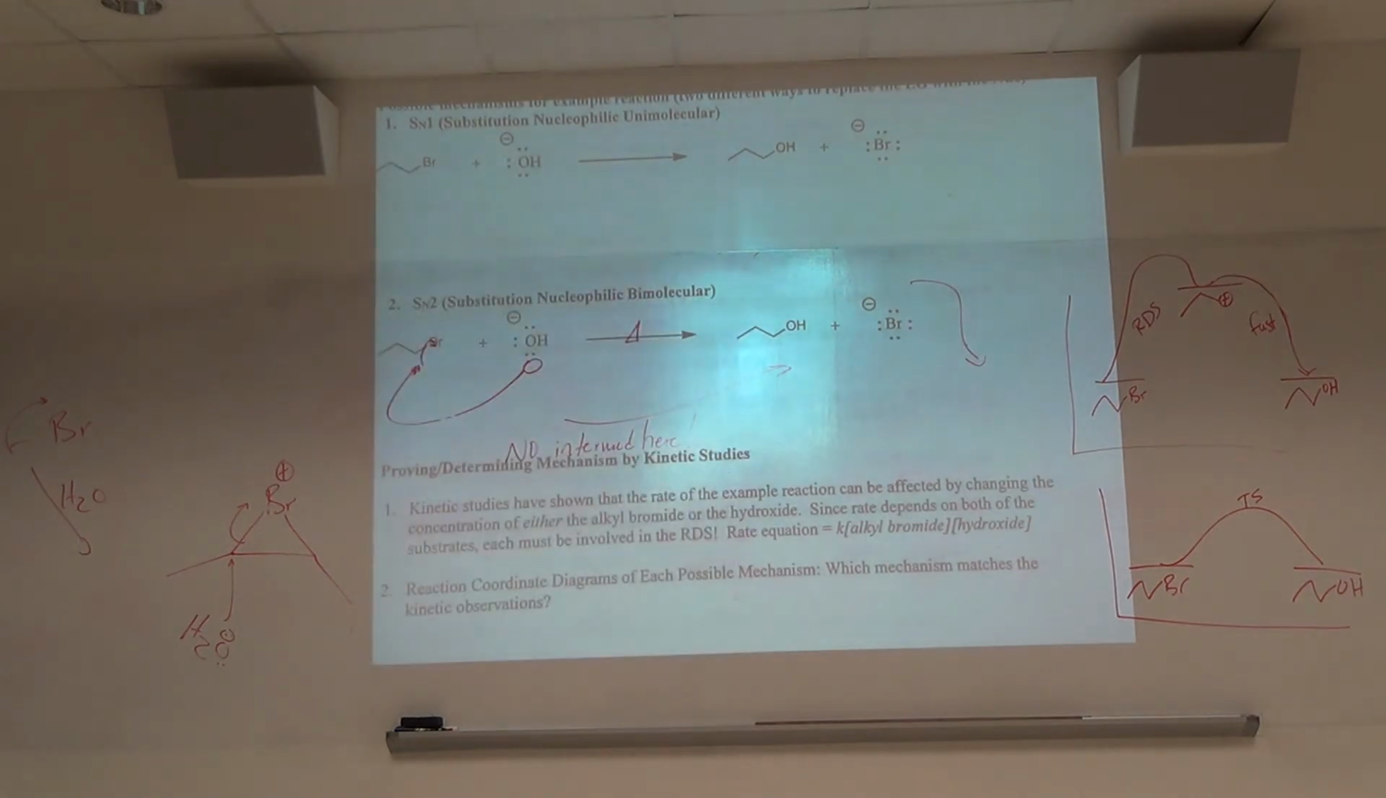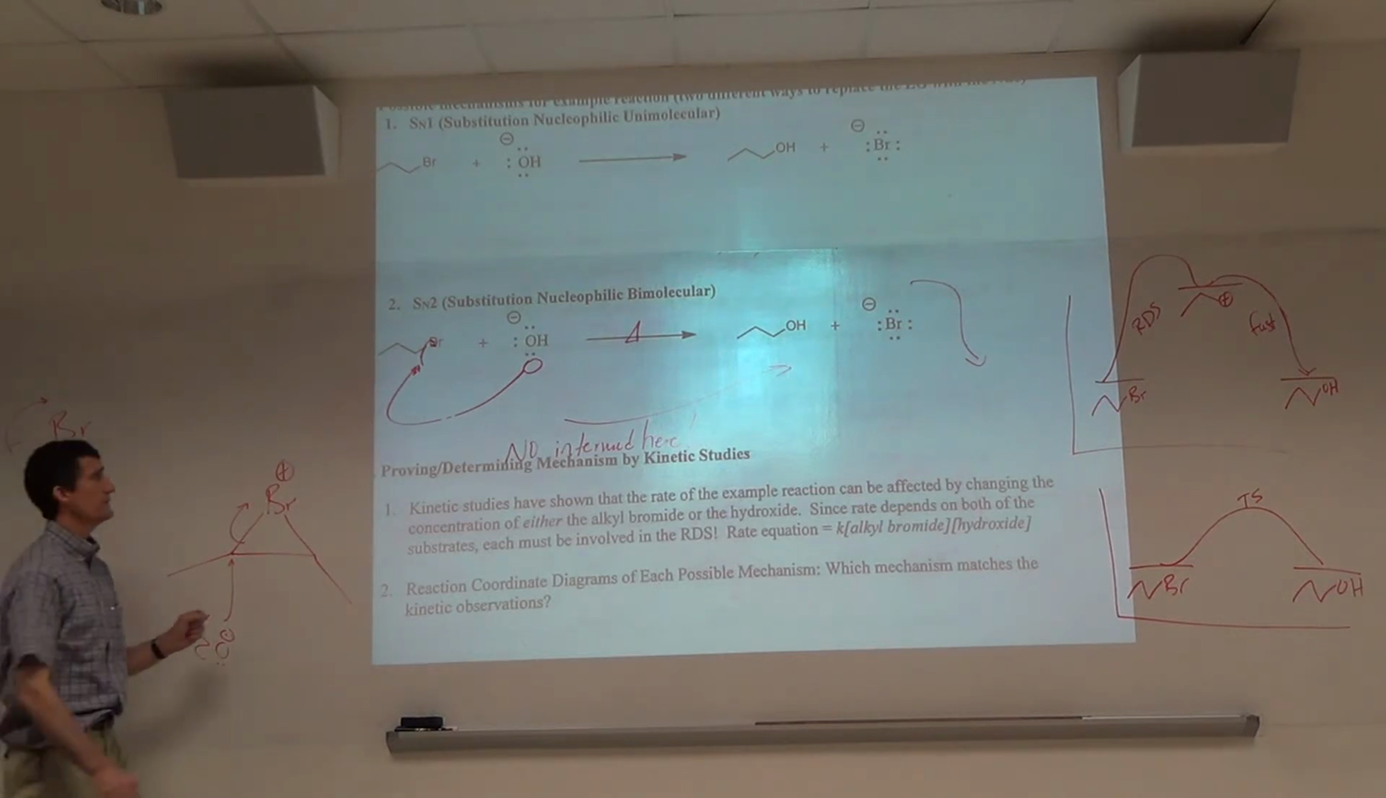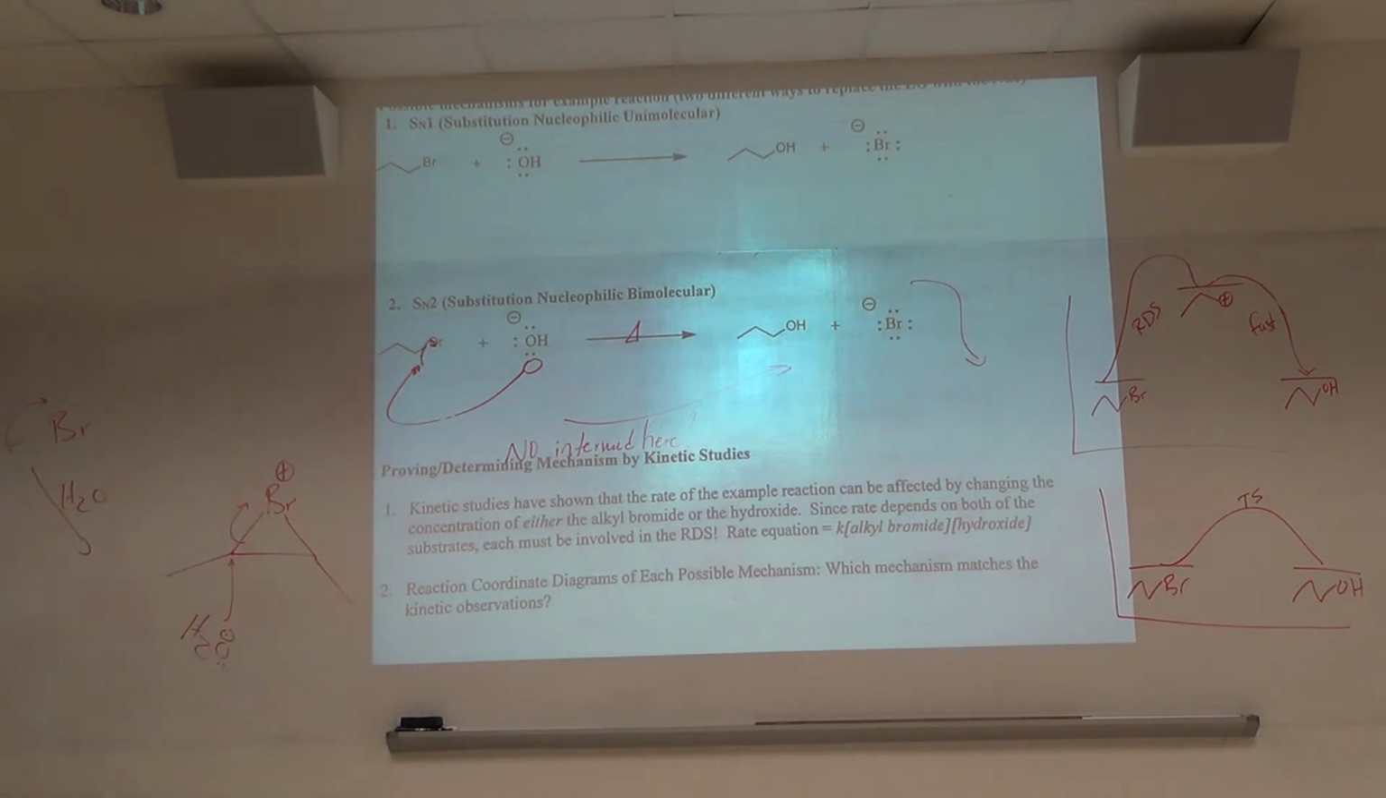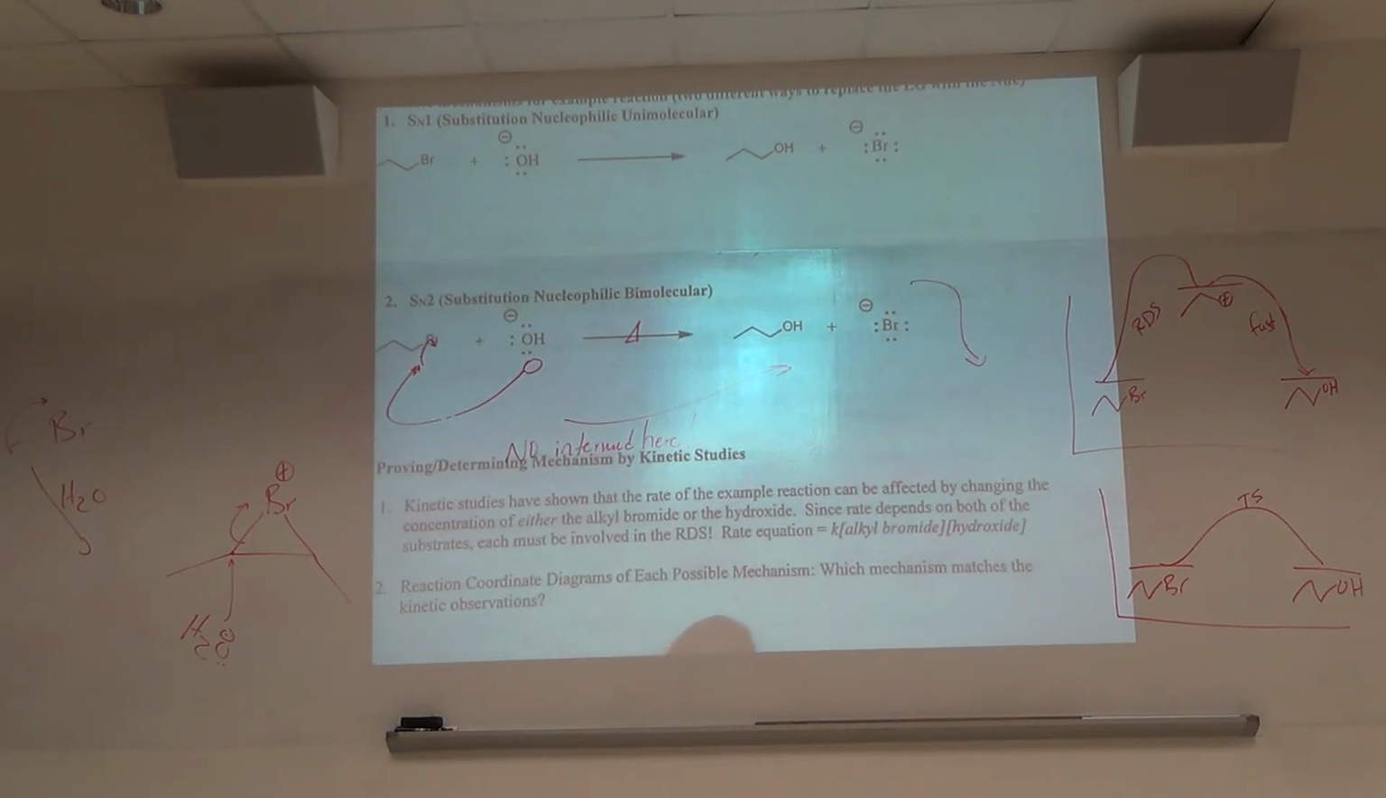I showed you an SN1 and an SN2. The model reaction is indeed SN2. Why? Because you don't ever want to form a primary carbocation. It goes the other way around. The nucleophile adds and the leaving group leaves. Kinetic studies would tell us that it's SN2.